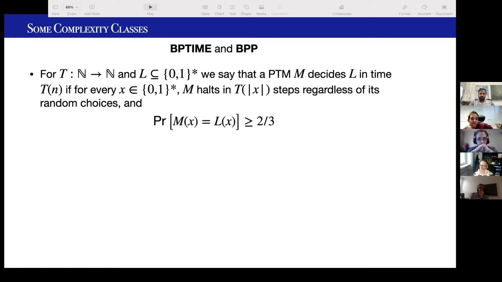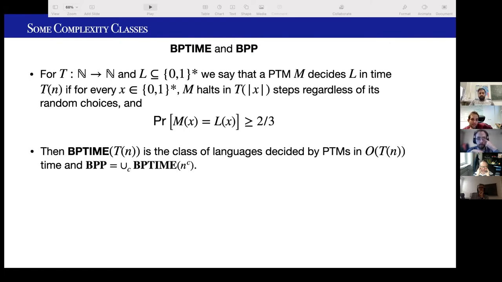And the probability that the output of the machine is equal to the language's answer must be greater than 2/3. If these conditions are satisfied, then we say that this probabilistic Turing machine M decides a language in time T(n), where n is generally the input size. Then the BPTIME(T(n)) complexity class is the class of languages which can be decided by a PTM in the above sense in time O(T(n)). And BPP is just the union of all the BPTIME classes with polynomial time.